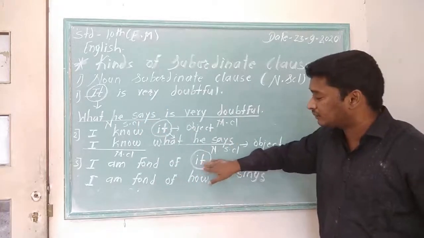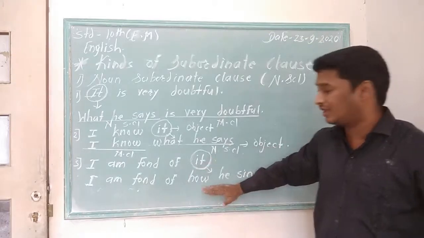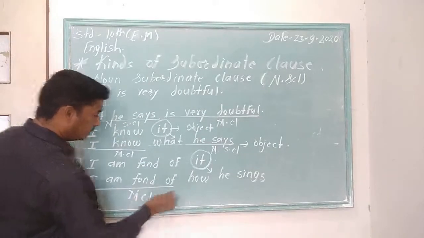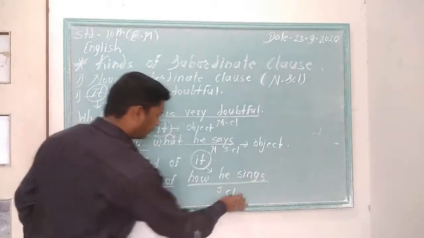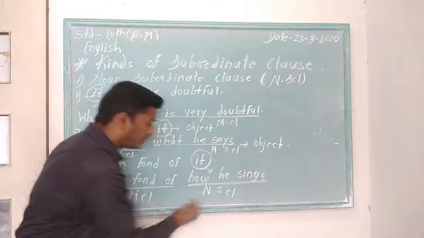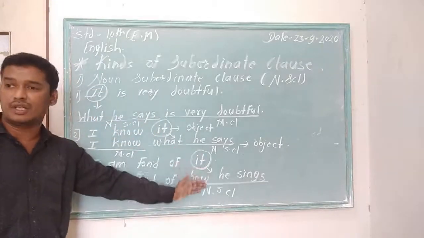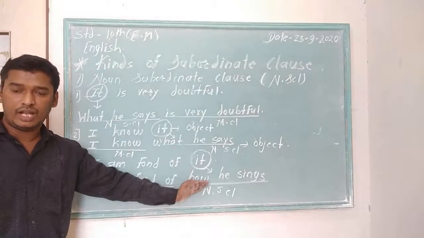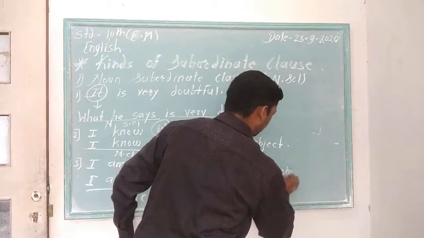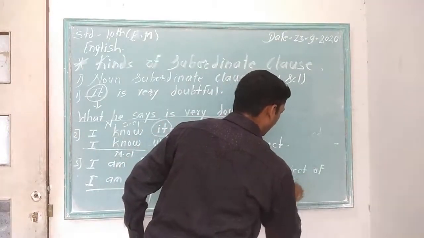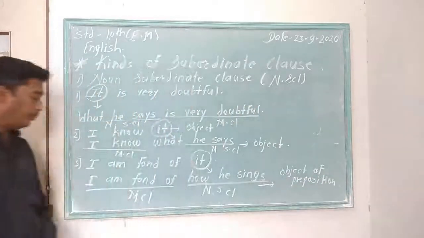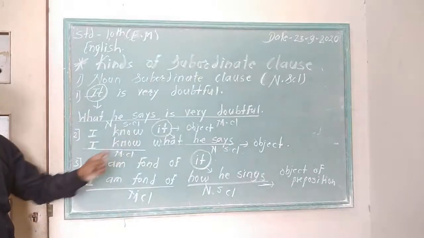I have replaced this "it" with one subordinate clause. I am fond of, it is main clause. How he sings, it is subordinate clause. It has been at the place of noun, so it is noun subordinate clause. And functions as prepositional object. Object of preposition. Have you understood?